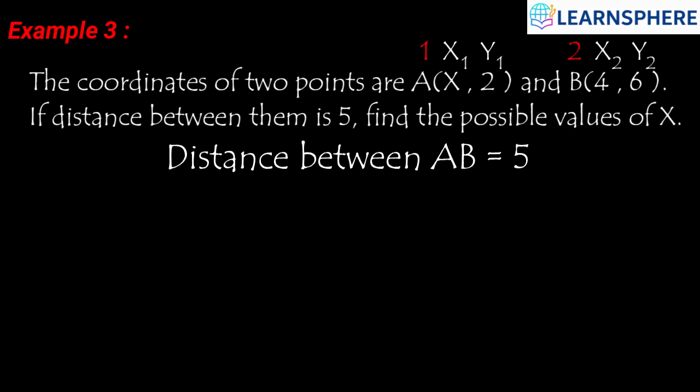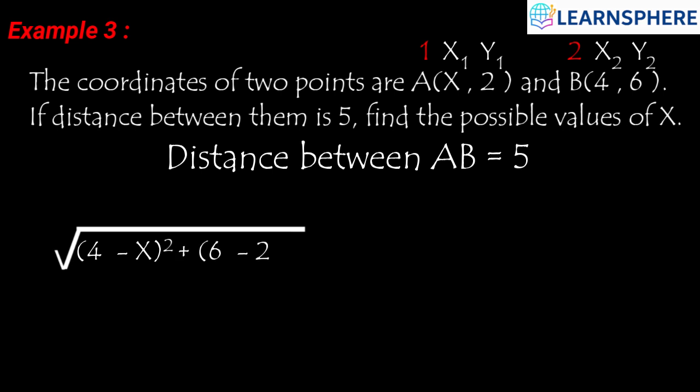And to find the distance between AB, we can use the values of x1, x2, y1, and y2 and plug it into the formula. This will give us square root of (4 minus x) squared plus (6 minus -2) squared. And on the right hand side, we have it equal to 5. We can solve this equation then to find the value of x. Firstly, we have to get rid of the square root, and to do that, we can square both sides.